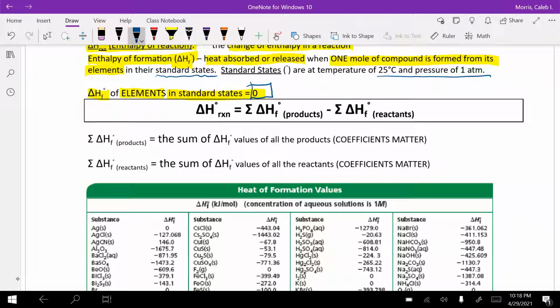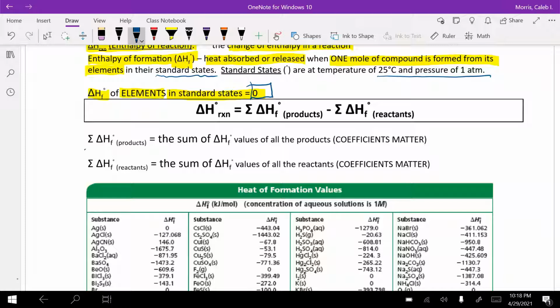And then we've got our general formula here. Delta H of reaction equals, and that sigma, that capital sigma sign means summation. So the summation of the enthalpy of formation of the products minus the summation of the enthalpy of formation for reactants. So it's the difference between the sum of all of the enthalpies of formation of the products minus reactants.